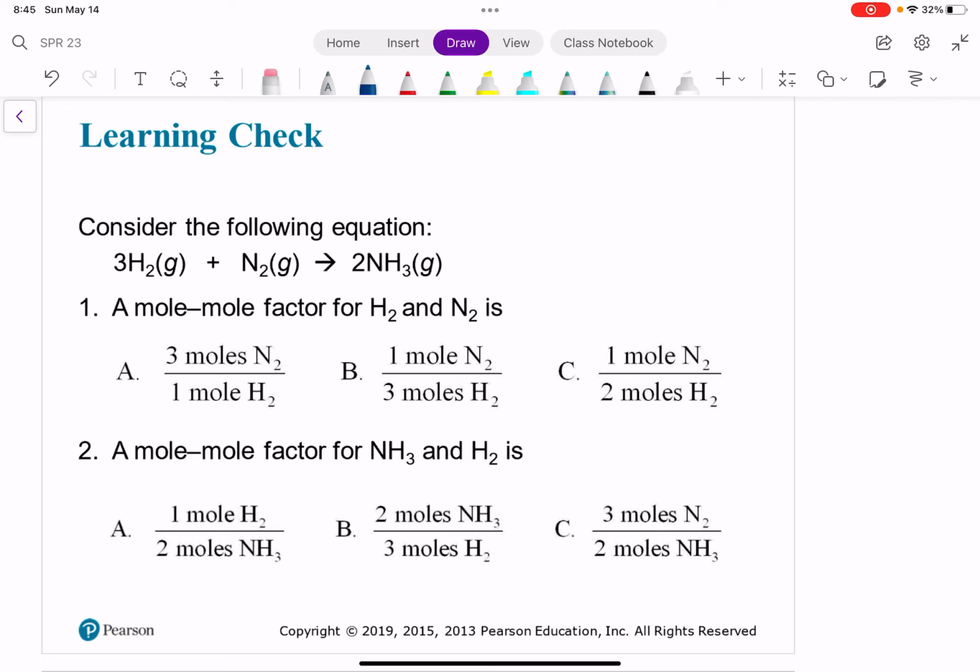All right, let's try this next one. What about for NH3 and H2? It's actually B again, because we have 2 moles of NH3 produced from 3 moles of hydrogen.